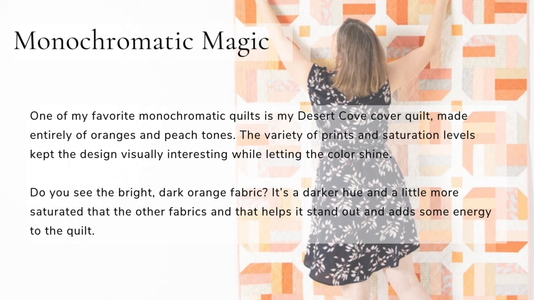And one of my favorite monochromatic quilts that I've made is the cover quilt for my Desert Cove pattern. And it's made entirely of oranges and peaches. And I used different saturation levels. I threw a couple of prints in there. And if you're looking at it, you might see the dark orange. There's a bright dark orange fabric in there. And so having one that is a little different from all of the others helps bring some energy to the quilt, and it helps the eye move around the quilt.